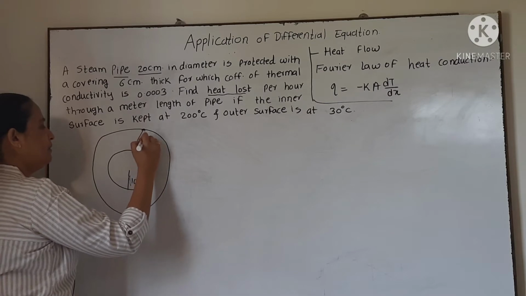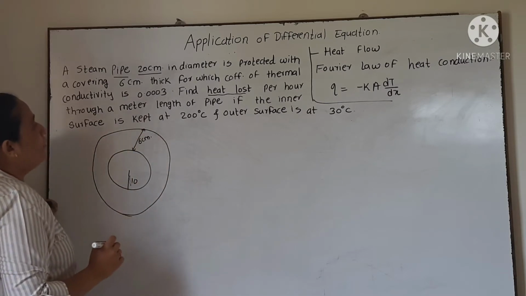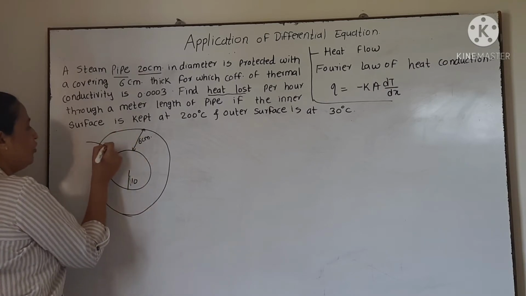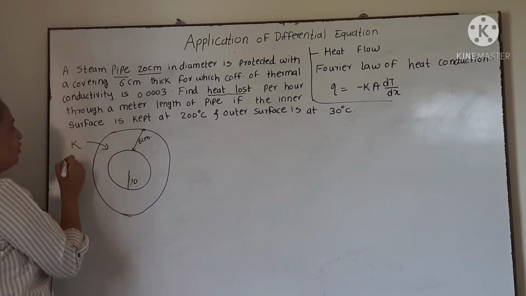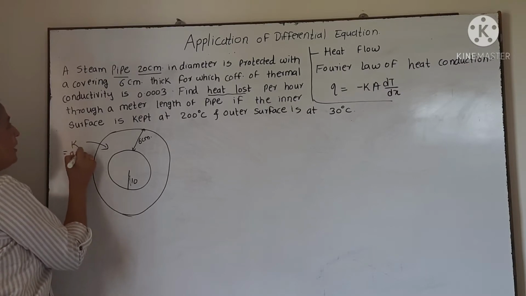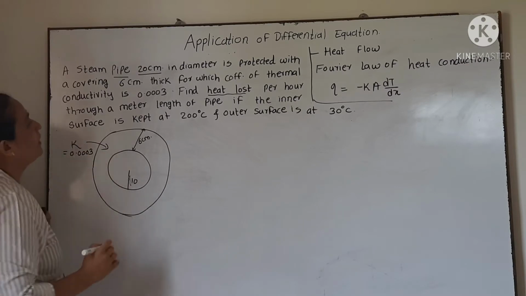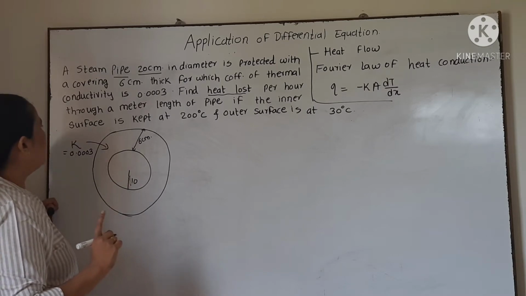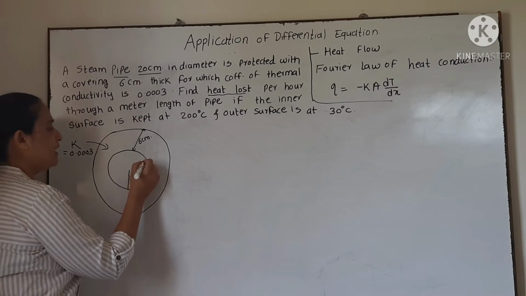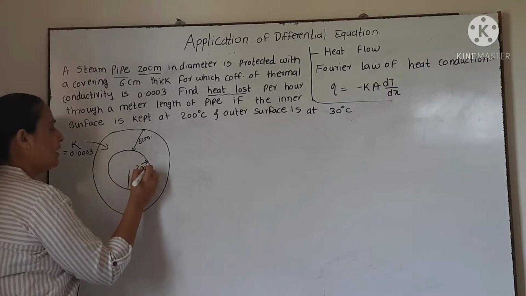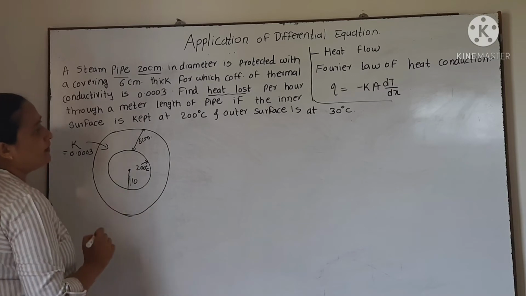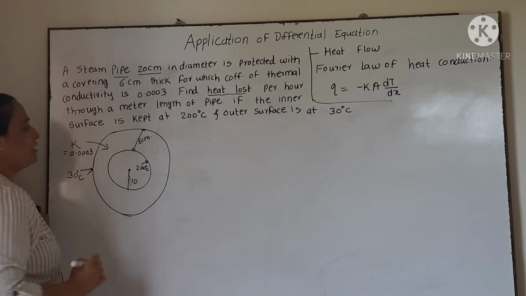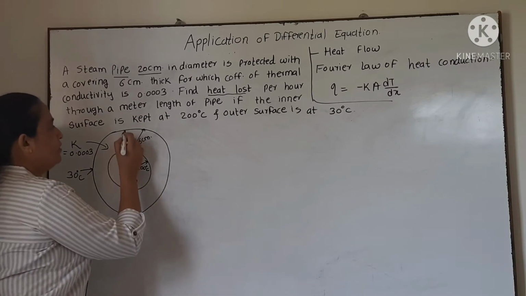Covering is 6 cm thick, for which the thermal conductivity is K. Thermal conductivity, that means the value of K is equal to 0.0003. Find the heat loss per hour through a meter length of pipe if the inner surface is kept at, that means here the temperature is 200 degrees Celsius, and the outer surface is kept at, that means at the outer surface the temperature is 30 degrees Celsius. So this is the pipe.